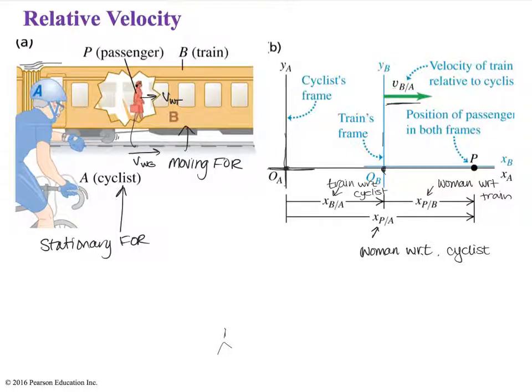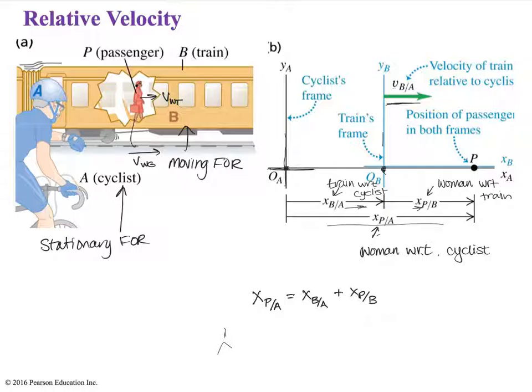Notice in this picture that the position of the woman with respect to the train, I'm just trying to use notation that's the same as what you see in the graph, is equal to the position of the train with respect to the cyclist plus the position of the woman with respect to the train. And that's just because this long line adds up to be these two added together.